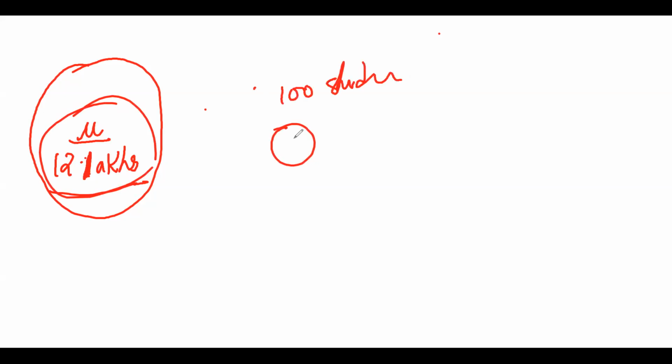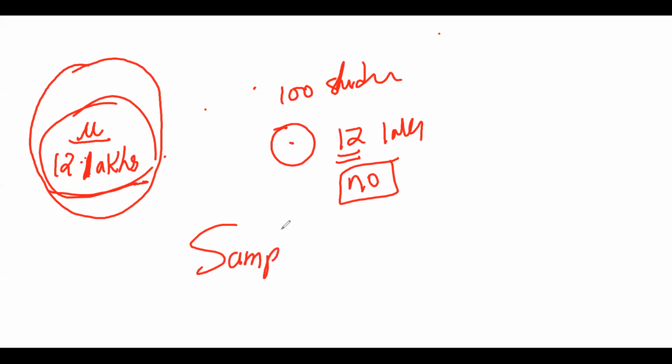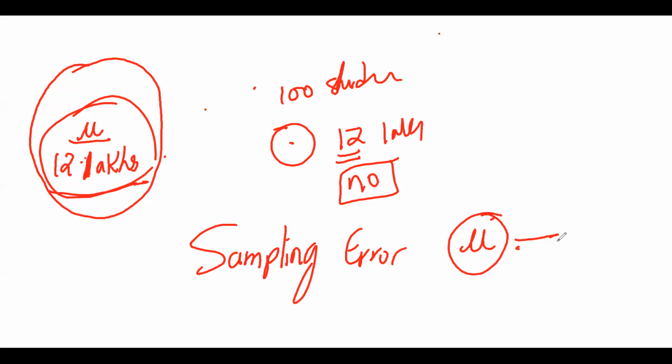Now, can I say the average of these 100 students is also 12 lakhs? The answer is no. This cannot be equal to 12 lakhs because some error is there, right? Some error will come in the sampling process. So now how to address that sampling error? Sampling error means the population mean cannot be exactly equal to the sample mean. So some error is possible.